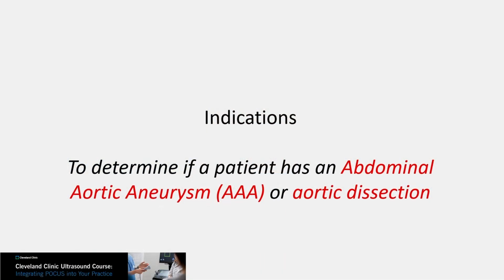The indication for this exam is to determine whether a patient has an abdominal aortic aneurysm, also known as a AAA, or an aortic dissection. During this short lecture, we're going to focus on the abdominal portion of the exam and identifying AAA, but we will also talk about images that can be consistent with aortic dissection. Just so you're aware, there are other images that you can obtain in the cardiac views to assess the aorta.